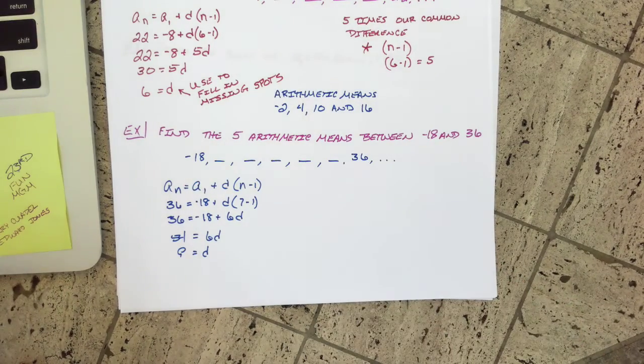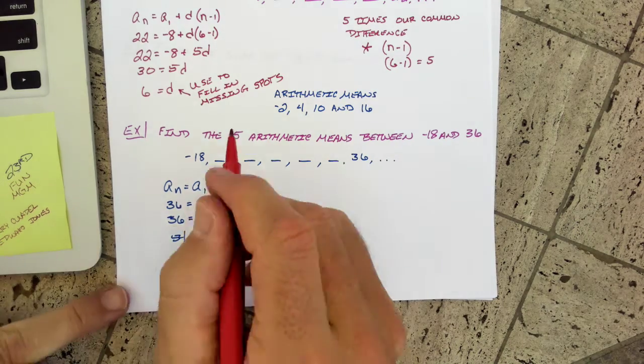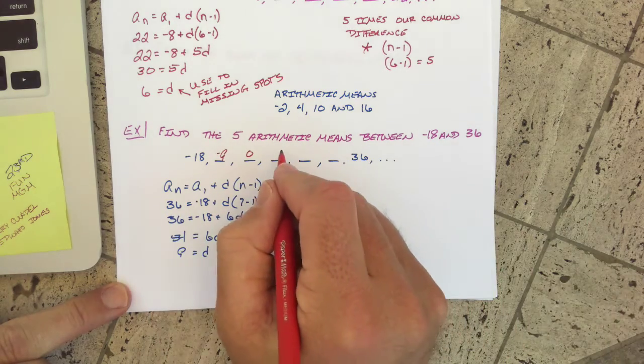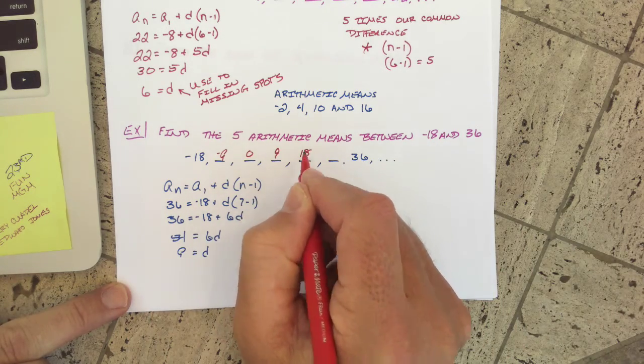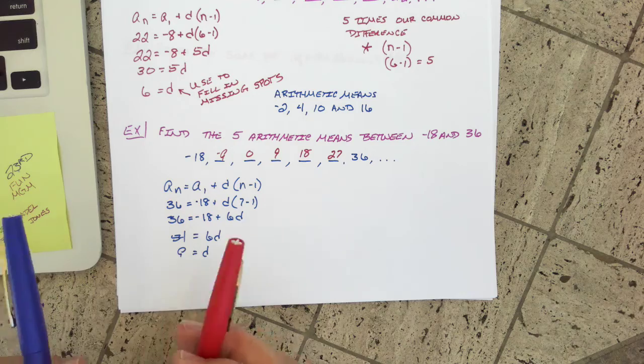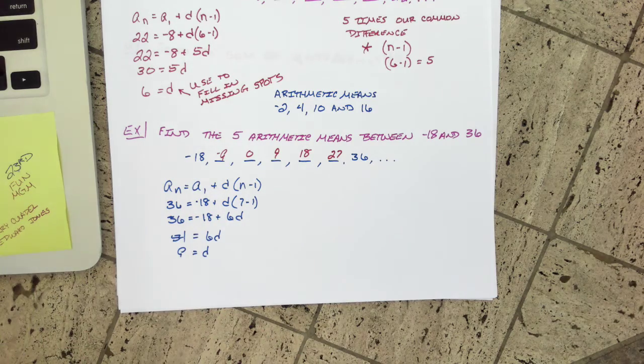So find the next 5 arithmetic means in this. So keep adding 9 to everything. Got a negative 9, got a 0, got a 9, got an 18, and got a 27. Notice how they're worded. Notice what we're doing, what we're plugging in to find our answers.